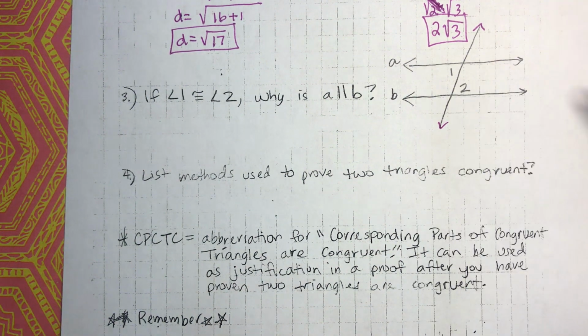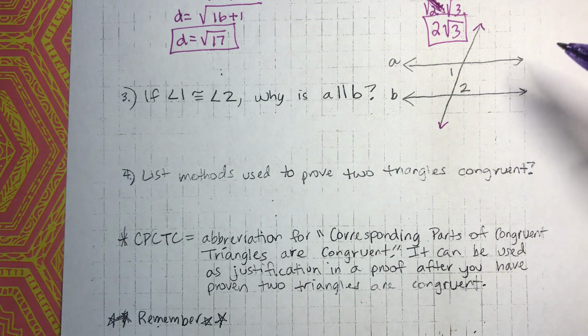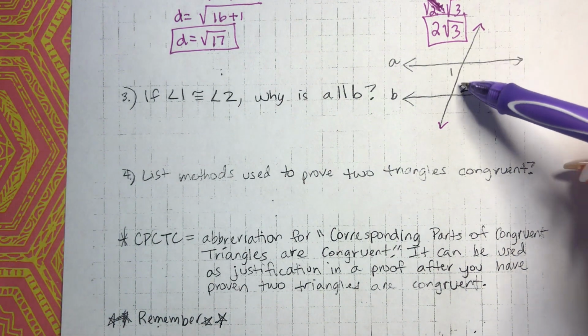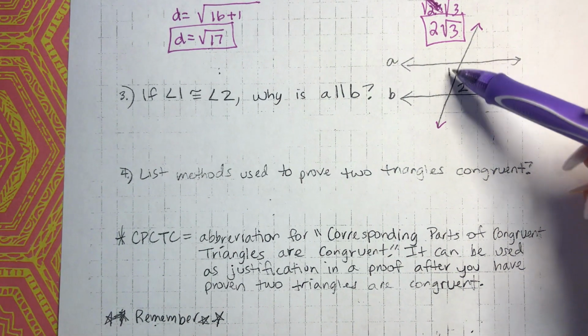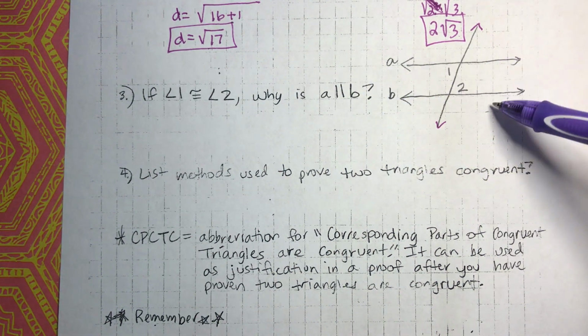And so whenever I see that, I'm thinking alternate interior angles, corresponding angles postulate, alternate exterior angles. What's the other one? Same side interior angles. So I'm thinking about that stuff. Okay, so what I see with 1 and 2 is that they're alternate interior angles. But this wants to know why these are parallel. It doesn't say that they're parallel, right?